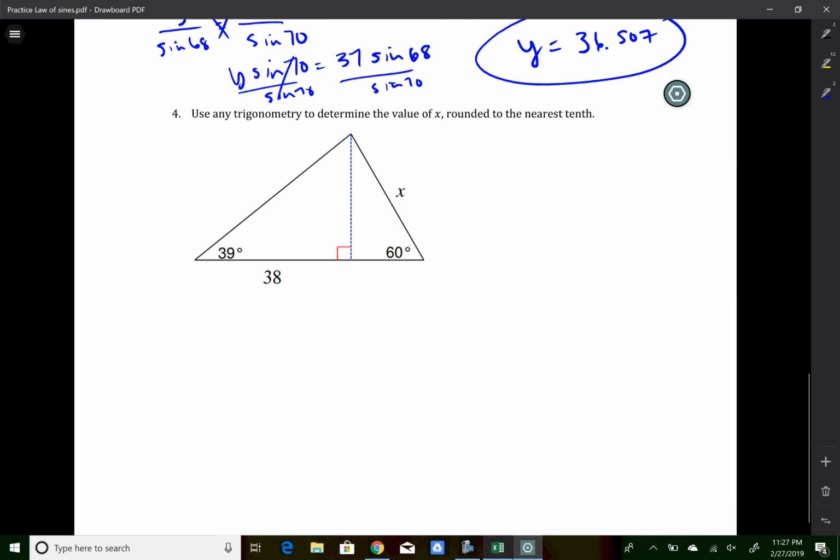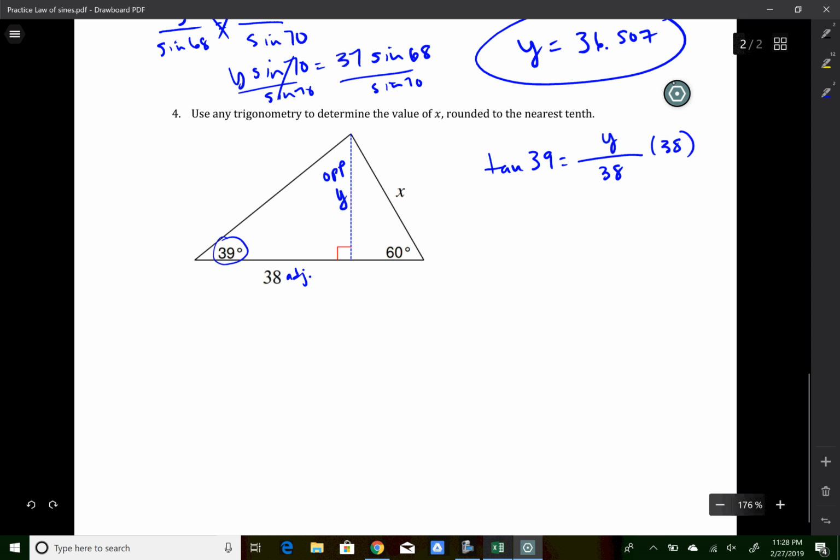So it says use any trigonometry to determine the value of x rounded to the nearest tenth. So this is a question where we actually don't want to use the law of sines. Why? I see right triangles. So that altitude, that blue dotted line, I'm going to make y. And I'm just going to look at the triangle that's larger. This is my given angle. This is the opposite side. This is the adjacent side. So I can use the tangent of 39, the tangent ratio, to find the value of y.